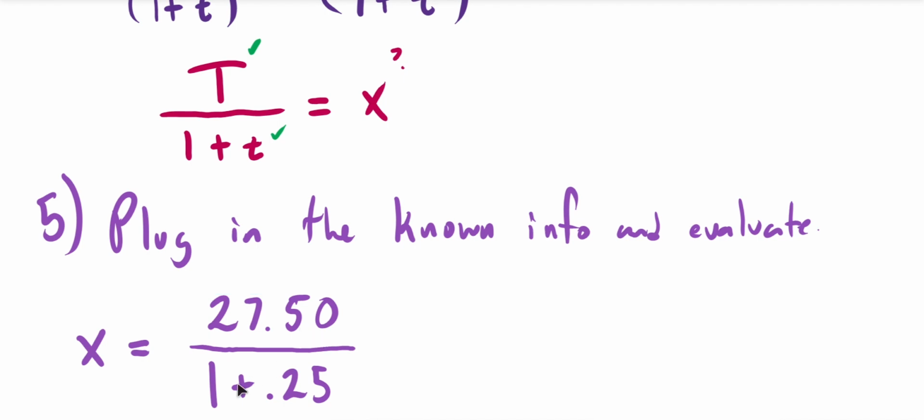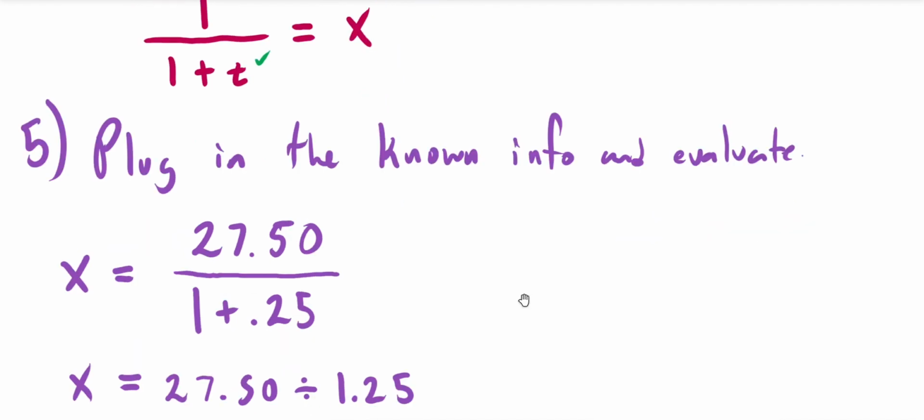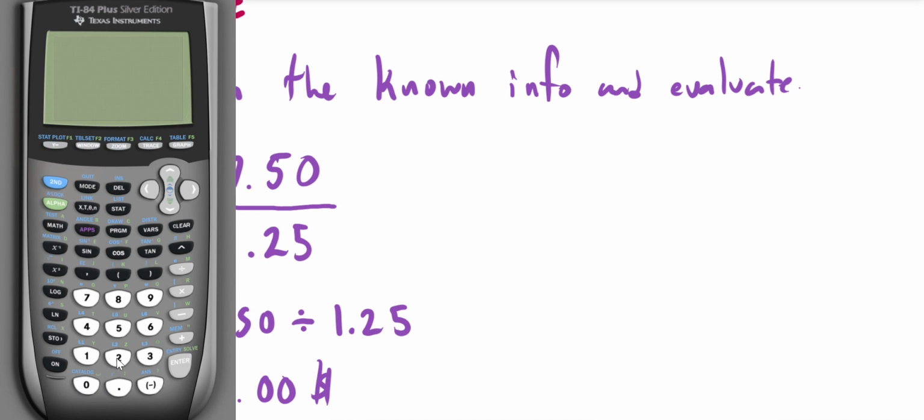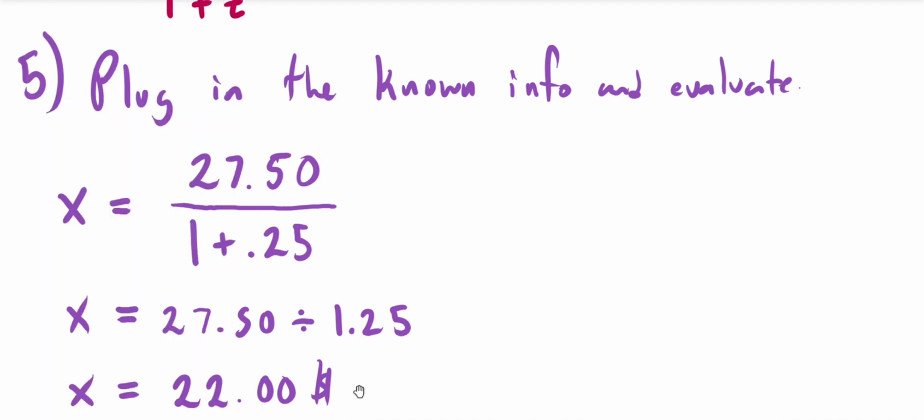That would be 27.50 divided by 1 plus 25%. That's just the following, 27.5 divided by 1.25. This would be the step where I would bust out a calculator and say 27.5 divided by 1.25 equals 22. So we get $22.